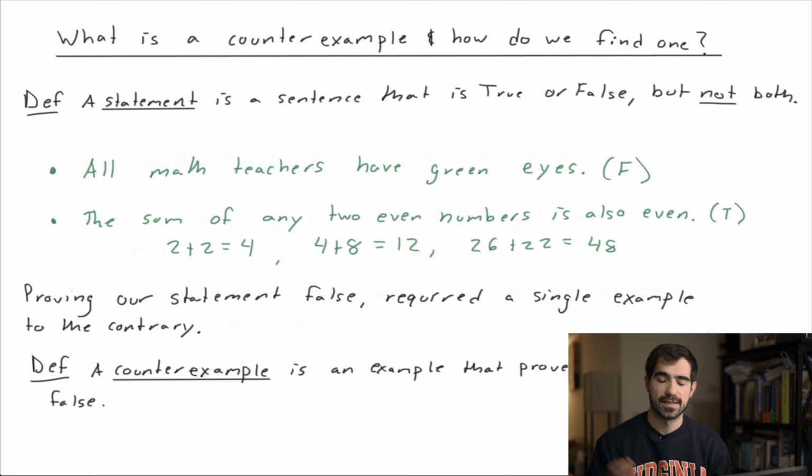To summarize, a statement is a sentence that can be evaluated as true or false, but not both, whether that is an English sentence like all math teachers have green eyes, or a more mathematical sentence like the sum of any 2 even numbers is also even. We can evaluate these one way or the other for their truth or falseness. For statements that are false, oftentimes we can prove them false simply by providing one example to the contrary. We call that example a counterexample.